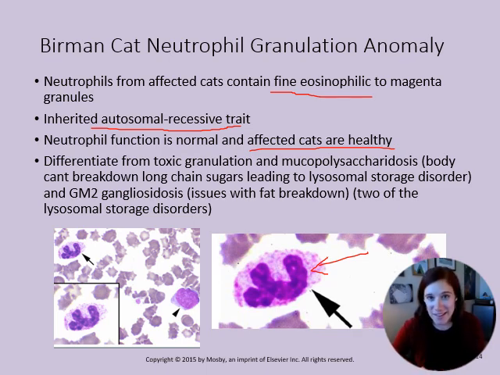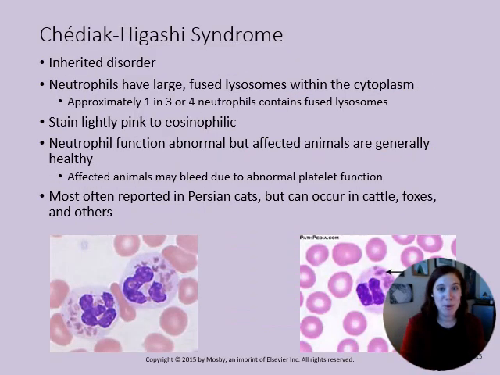So Birman cats can have this weird neutrophil anomaly where they have this pink granulation, but it's not an eosinophil. Okay, and it can happen also in healthy cats, and sometimes they can have clinical signs, but we can see this. Okay, so the Birman.